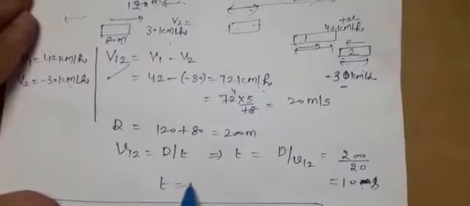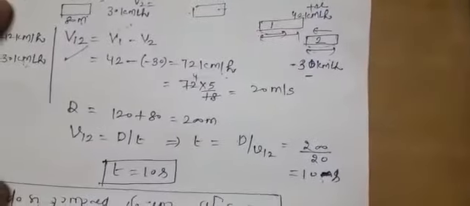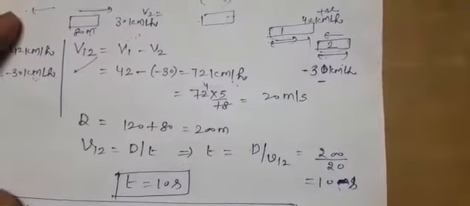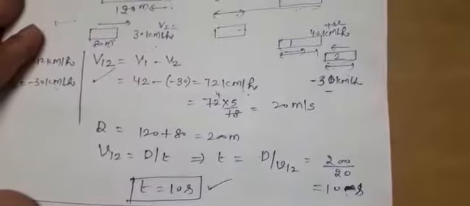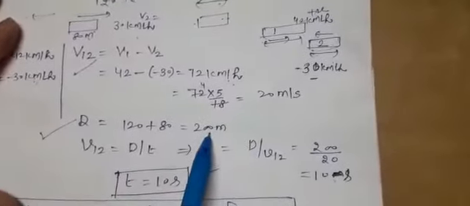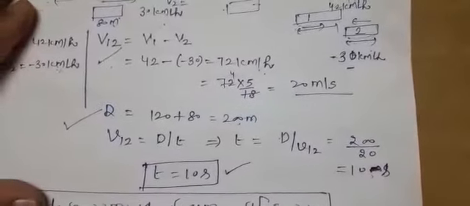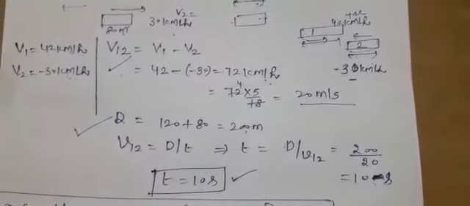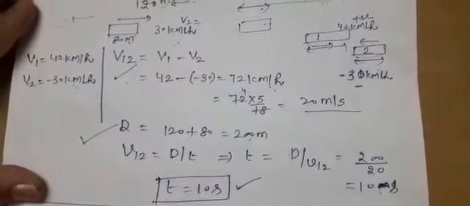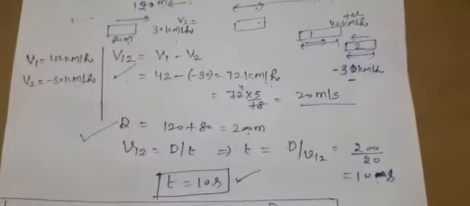So time taken to cover completely, they are crossing each other at a particular point. So after 10 seconds they will completely cross each other, covering a distance of 200 meter with this particular velocity. So such kind of questions can be asked. You have to be mentally prepared for the questions. We have questions in NCERT also on the concept of relative velocity.